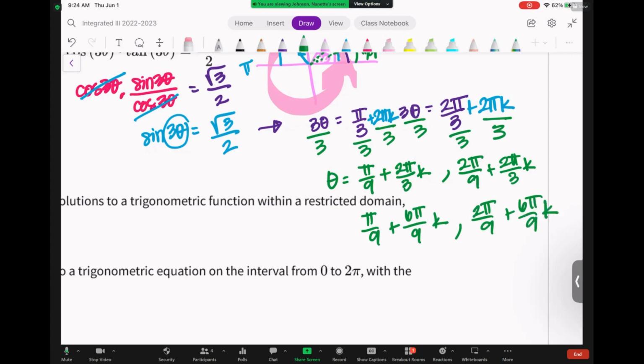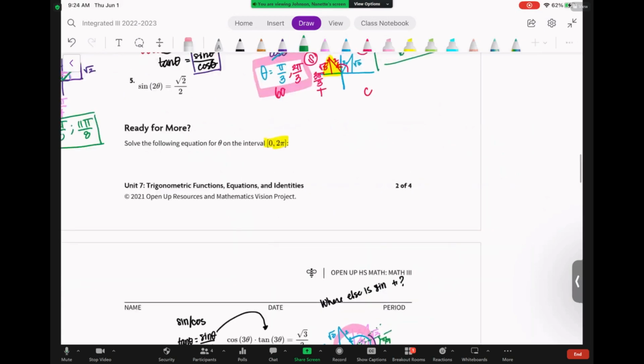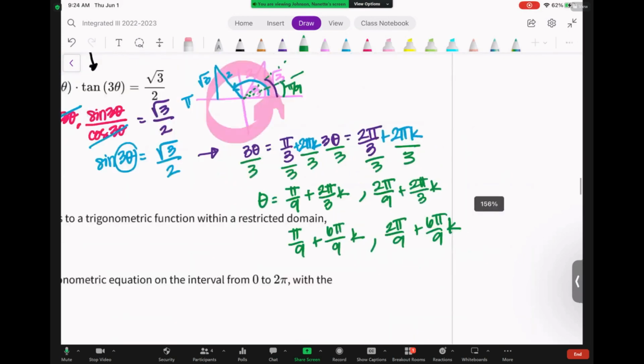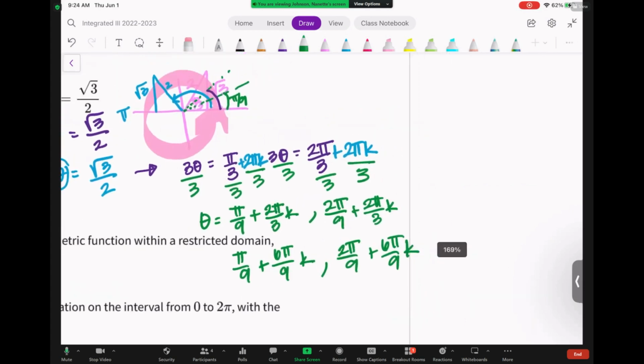And you're asking, okay, Ms. Johnson, I still don't get why you added those 2 pi k's. Your original instructions were to find all the solutions in that first circle, right? So in this first circle, if any of these numbers are included in that first circle, I'm going to have to include them. So here's my total list.